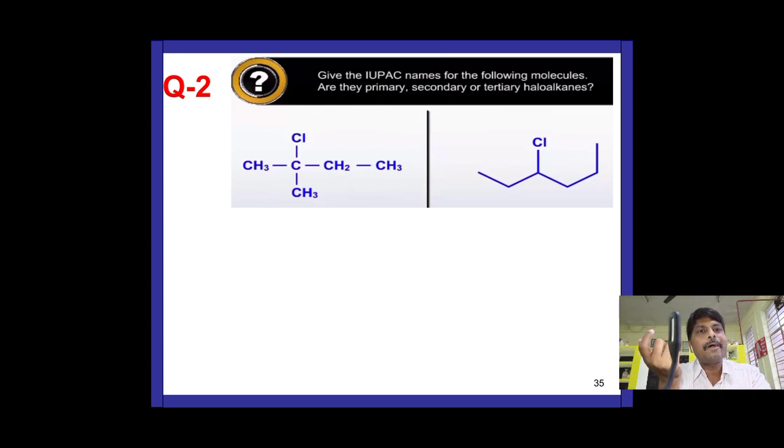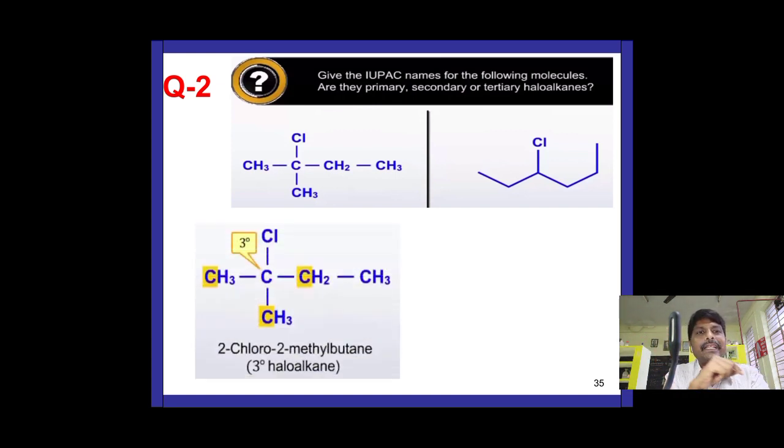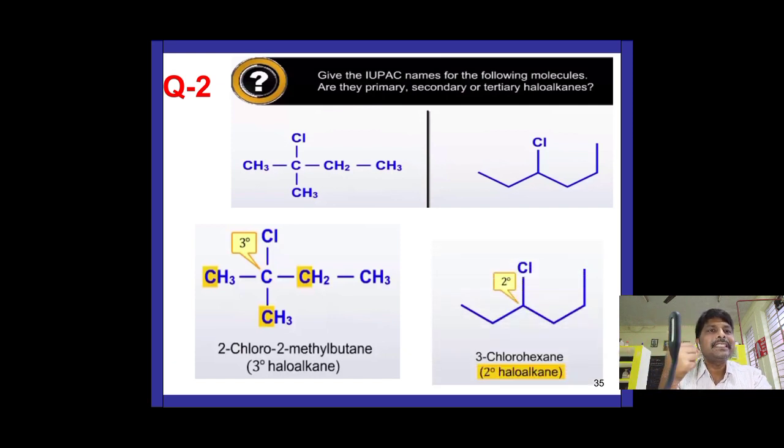Now the name of the first one. Four carbons are there, butane. Chlorine is present at the second carbon. Methyl is also present at the second carbon. In alphabetical order, which one will come first? Chloro. So 2-chloro-2-methylbutane. For the second one, 1, 2, 3, 4, 5, 6, hexane. Chlorine is present at the third carbon, so 3-chlorohexane.